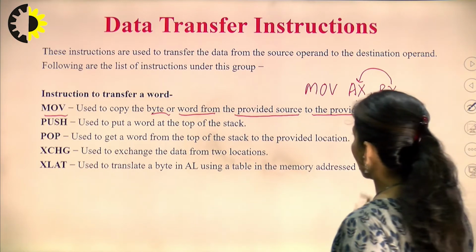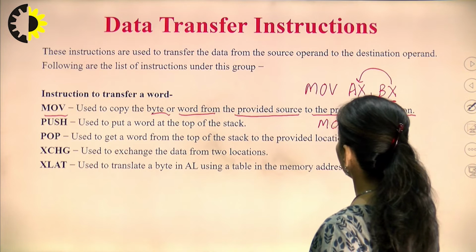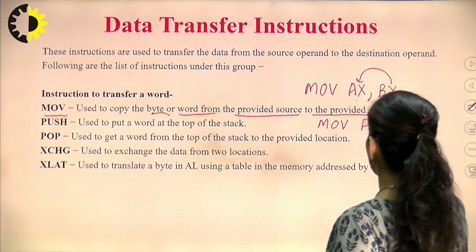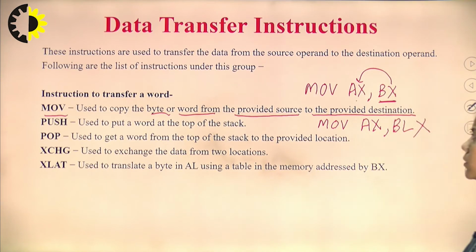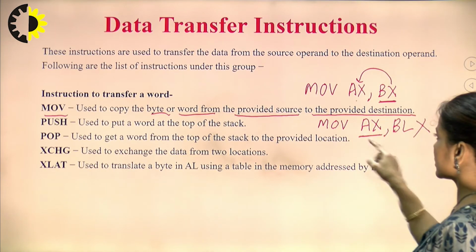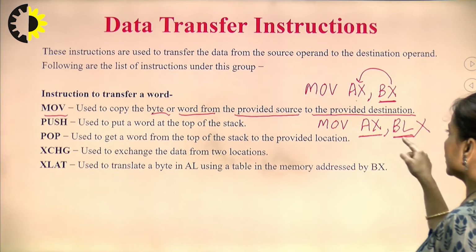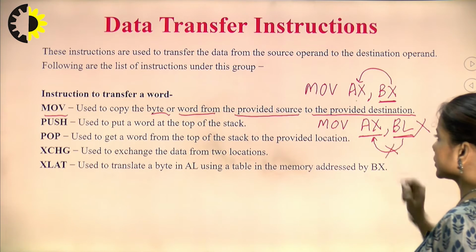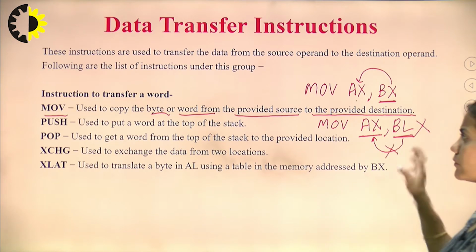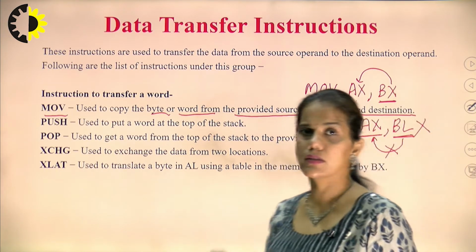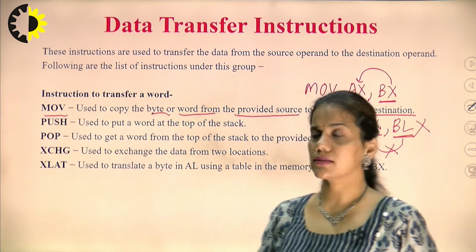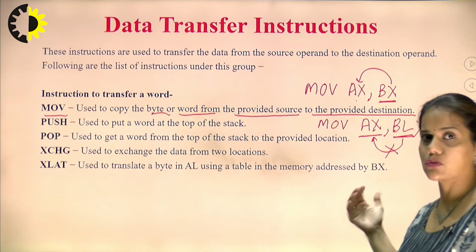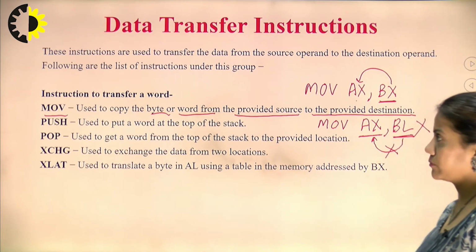In this instruction, we have to note that the size of both the operands should be the same. This is not a valid instruction because this is a 16-bit register and this is an 8-bit register. The 8-bit contents cannot be moved to a 16-bit register. So in this way, we have to take care of this situation. Otherwise, this is simply an instruction which will copy the contents from the source to the destination.